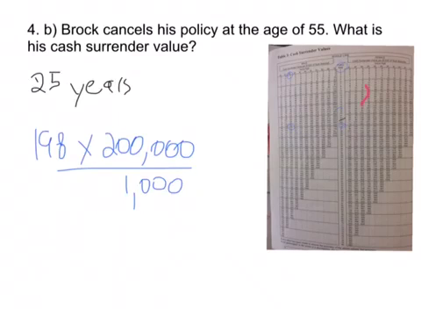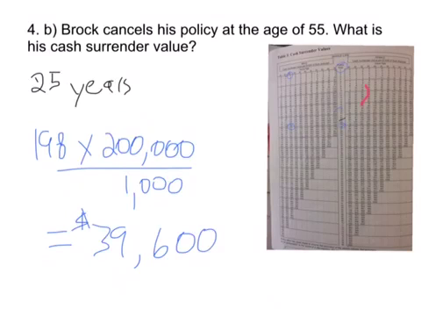So $198 per thousand. Again, your charts may be slightly different. Apparently your chart says 196. Go with whatever number you actually get on your chart. So we multiply this through and we get the cash surrender value of $39,600. So if he cancels his policy at this point, he's going to get $39,600.